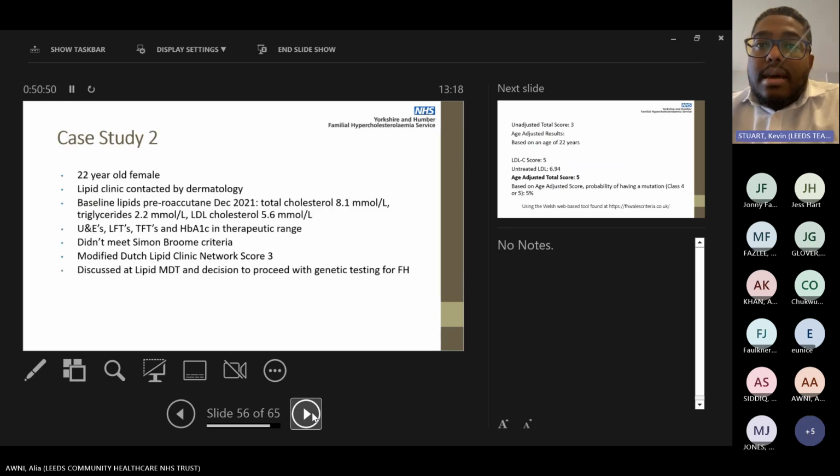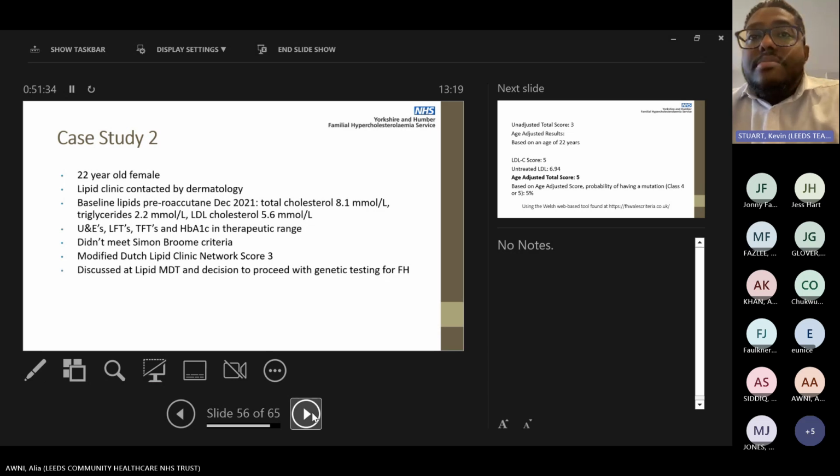And the last case is also from a young patient, a 22-year-old female. She was found to have acne, and so she went to dermatology clinic, and because of Roaccutane, they asked for baseline lipids as per their protocol. And she was found to have a total cholesterol of 8.1 millimoles per liter, a triglyceride in the normal range, that's below 2.3, and an LDL cholesterol above 4.9 at 5.6 millimoles per liter. So this pattern is screaming potentially FH.